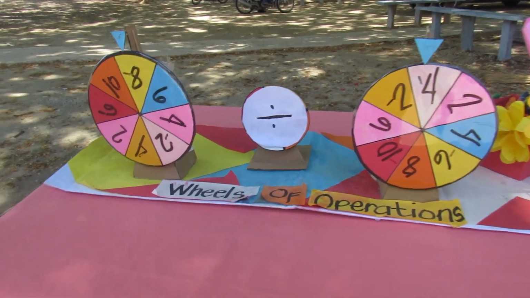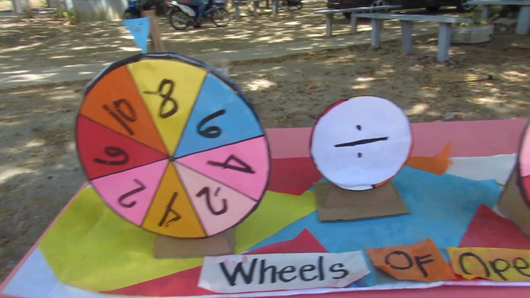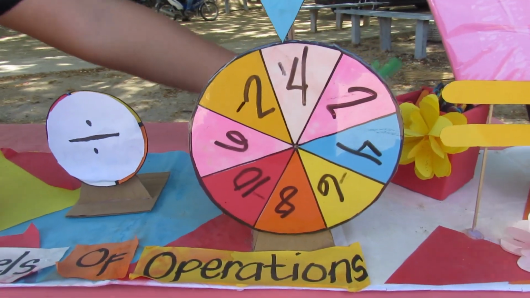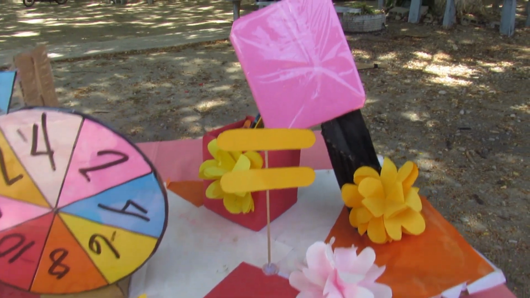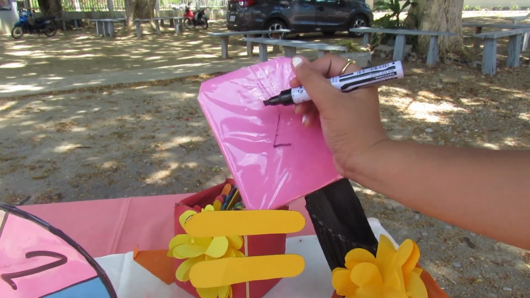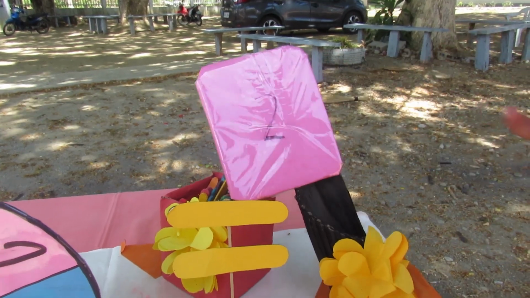Let's have another example. -8 divided by -4. The answer would be 2. If we are going to follow the rules in dividing integers, negative integer divided by another negative integer, the answer would be a positive integer. Therefore, the answer for this one is positive 2. Again, the answer for this one is positive 2.